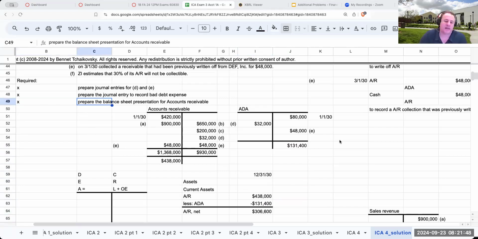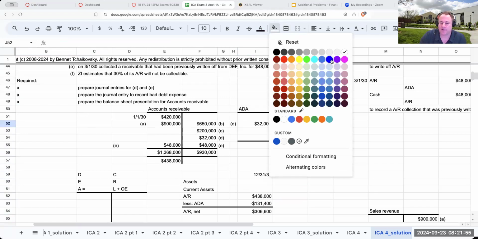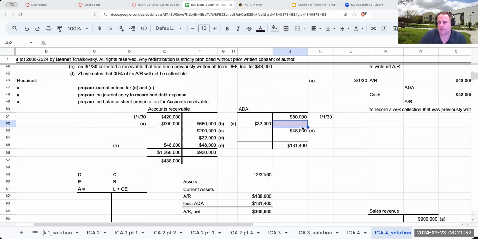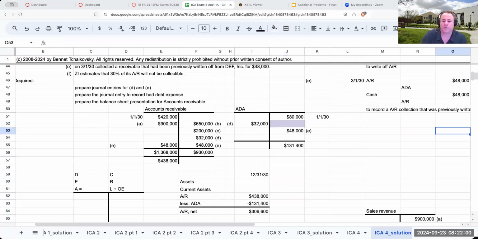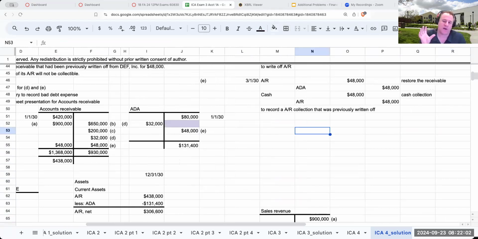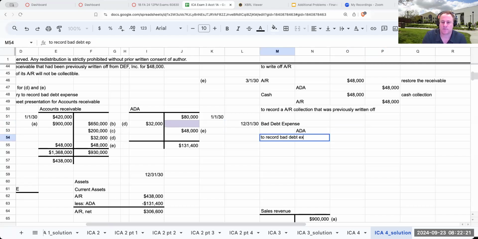So this is my balance sheet presentation for accounts receivable. Now I need to figure out what I need to do in order to balance this particular account. When I record bad debt expense, I need to analyze the account to get to my allowance for doubtful accounts. I'm going to debit bad debt expense on 12/31/30 to record bad debt expense.